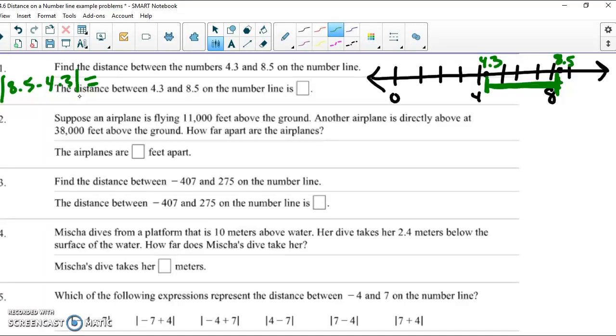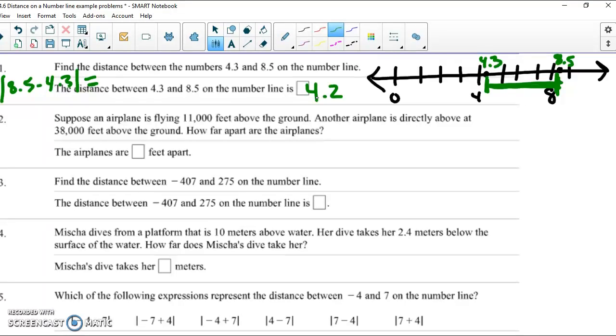But when we get to some of these other examples, you'll see how the absolute value bars will actually affect our answer. So just remember that anytime we're looking for a distance on a number line, our answer should always be positive. So I could do 8 and 5/10 minus 4 and 3/10. So the difference between 5/10 and 3/10 is 2/10. And the difference between 8 and 4 is 4. So this is a difference of 4 and 2/10.